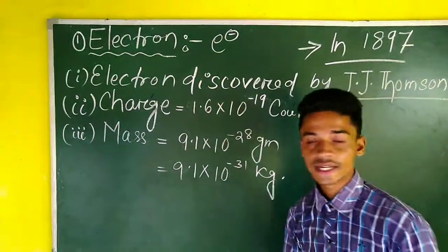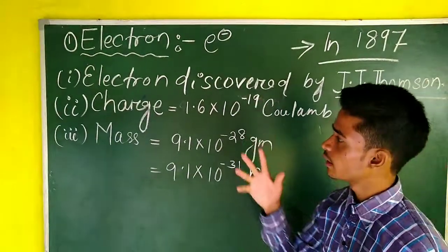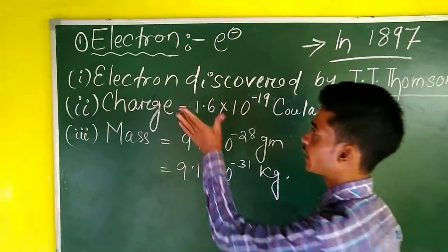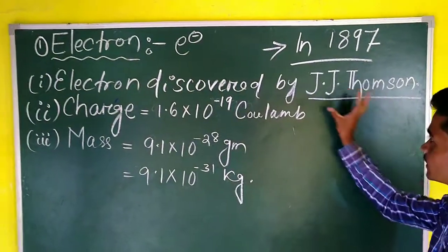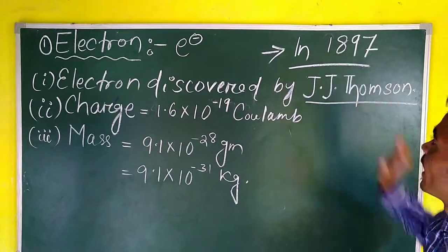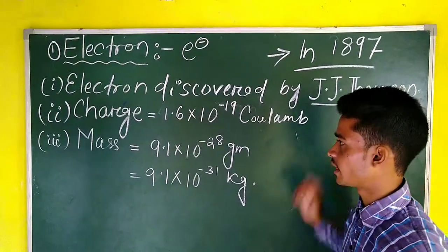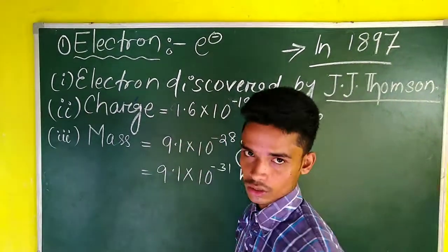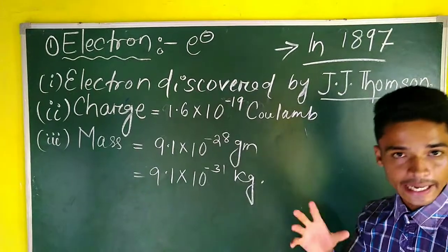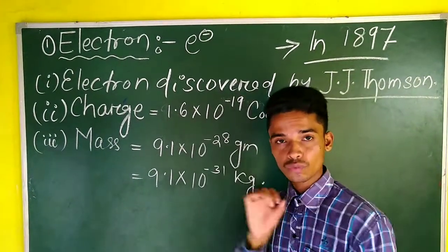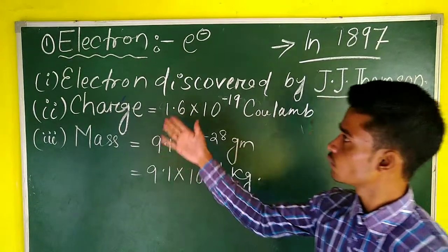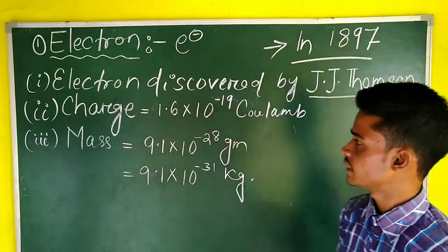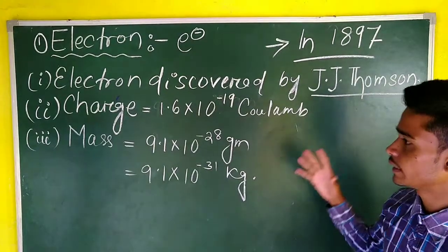Electron is represented by E. The first fundamental of electron is that electron was discovered by J.J. Thomson in the year 1897. And what is the charge of electron? Electron is a negatively charged particle, not positive charge or neutral, negatively charged. And the charge of electron is 1.6 into 10 to the power minus 19 coulomb.